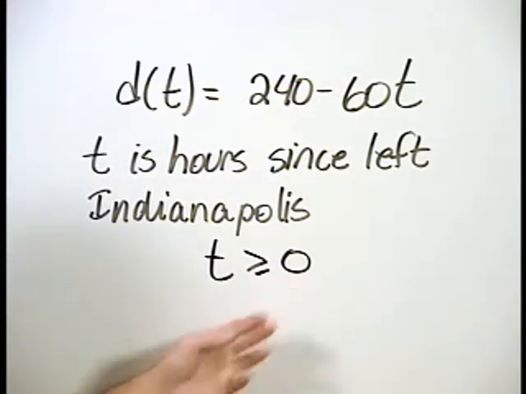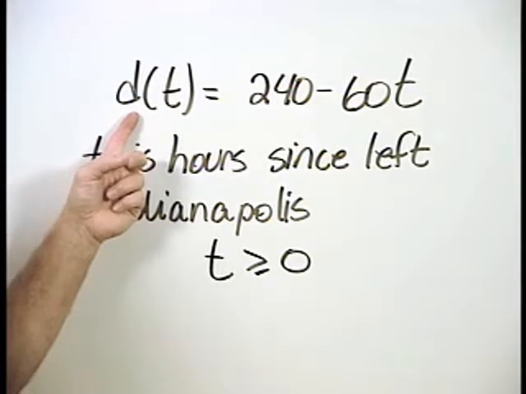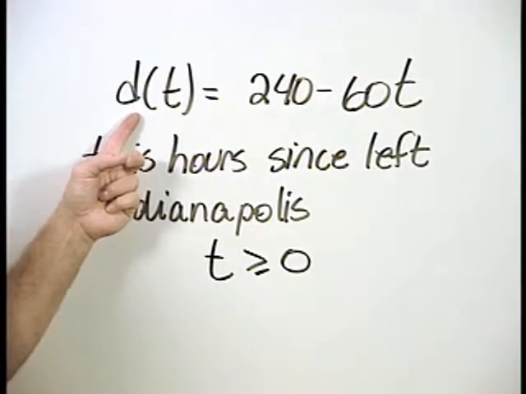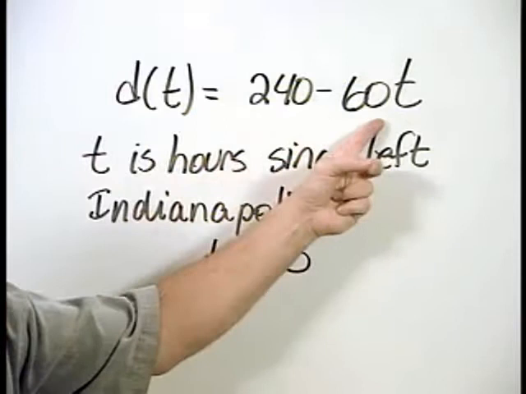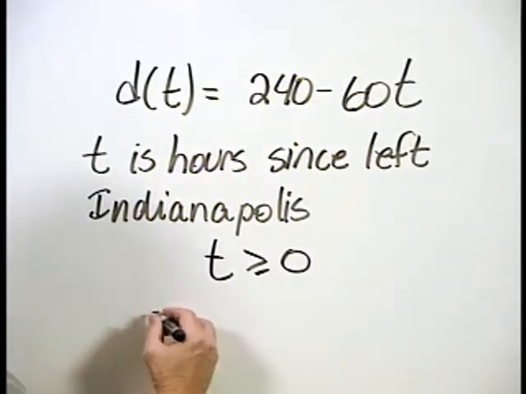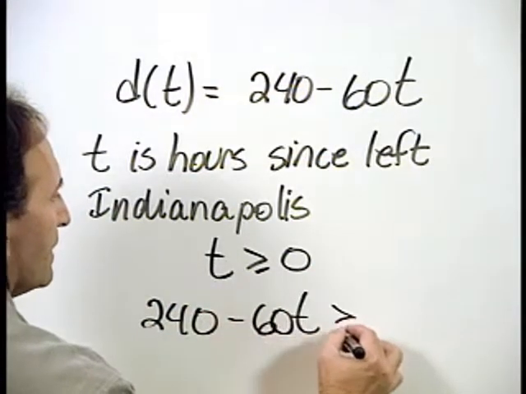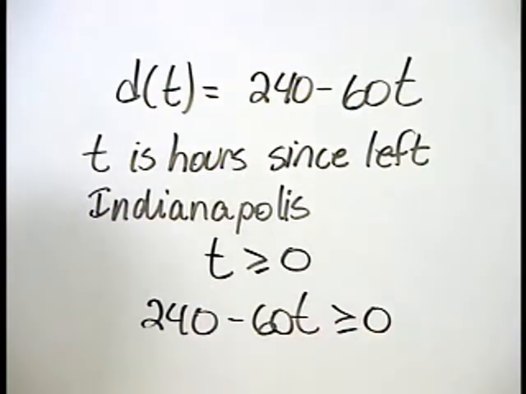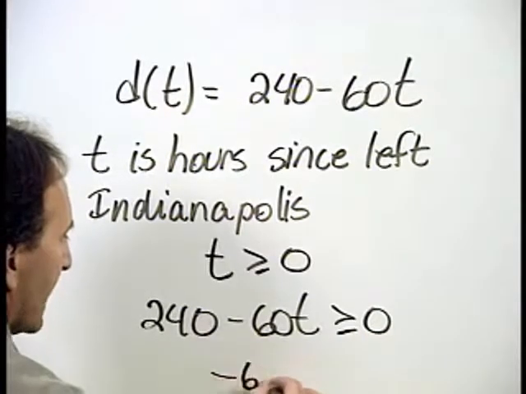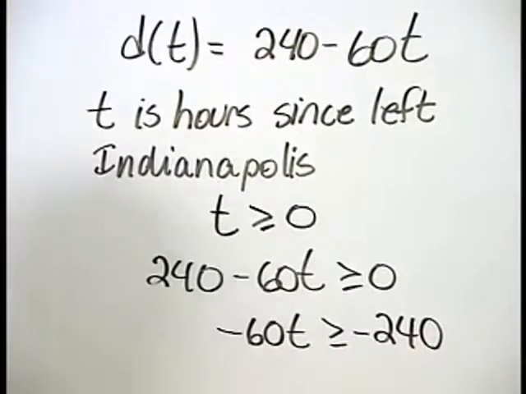But now we have to remember that distance cannot be negative, and therefore this expression must be greater than or equal to 0. In other words, 240 minus 60t must be greater than or equal to 0. Solving this, negative 60t is greater than or equal to negative 240.